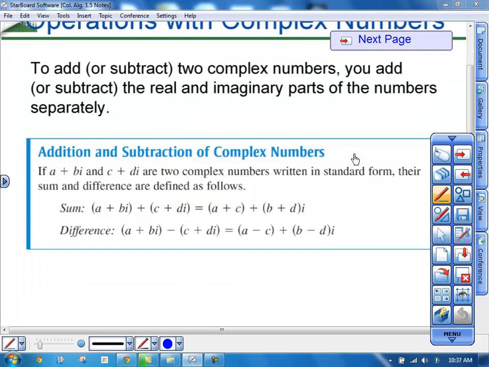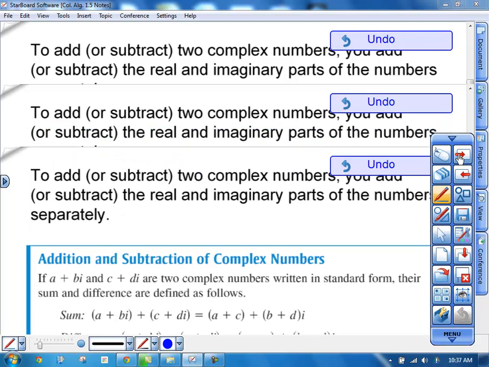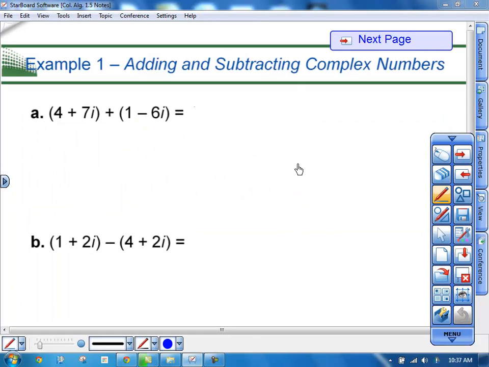Okay, so here's how to add and subtract complex numbers. You just add the real part and the imaginary part. So this would be a plus c. You just add the real parts and put it here, and then you just add the imaginary parts and put it here. Same thing with subtraction. You do the same exact thing. So it's pretty easy. Let me show you an example real quick.